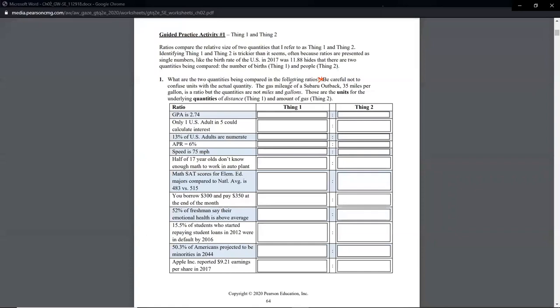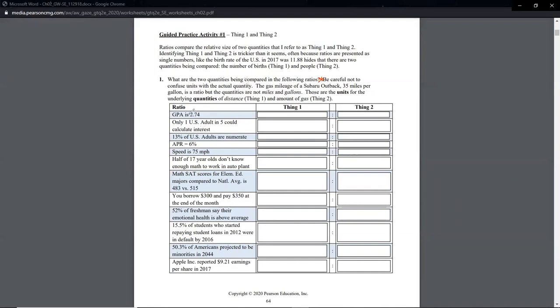Honestly, as long as you understand the information you're conveying, why can't you call thing one miles and thing two gallons? So I just kind of disregard that, really. It's not an issue that's going to come up in the homework or the test, so it's fine. Use your own words. Use whatever words you like.